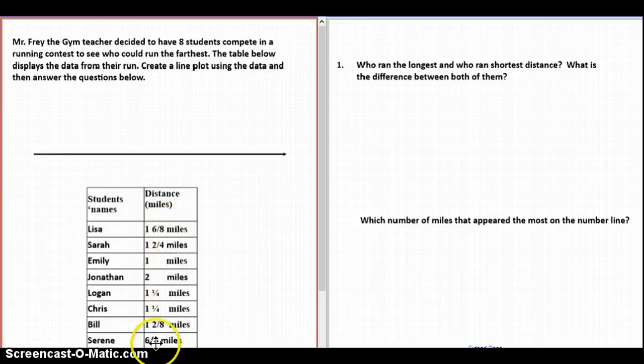I noticed here that the data are in between less than a mile or a fraction of a mile until the maximum of the data, which is 2 miles. So I'm going to start by breaking down my number line into whole numbers, starting at 0 and ending with 2. So I'm going to go 0, 1, and 2.